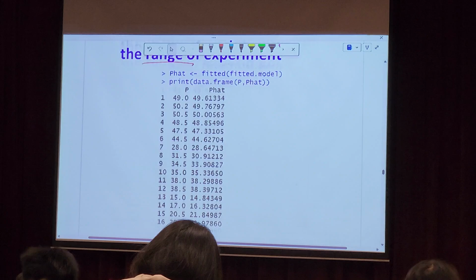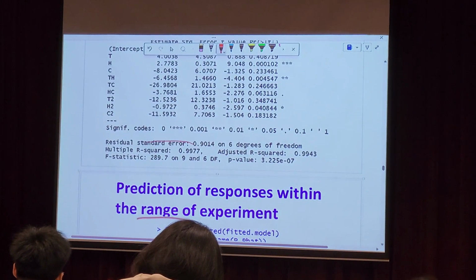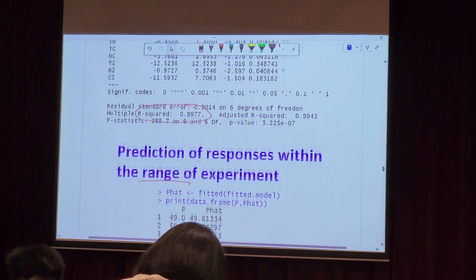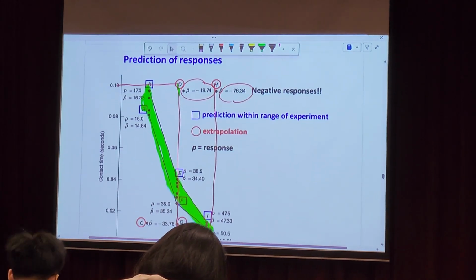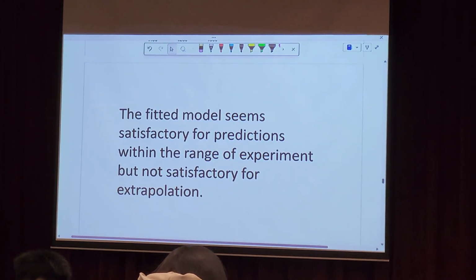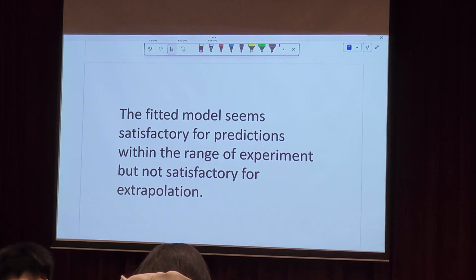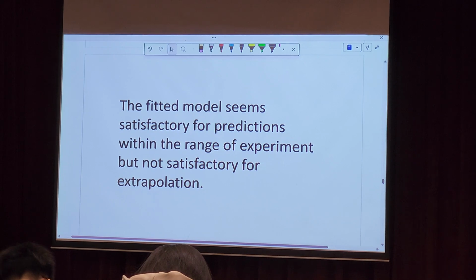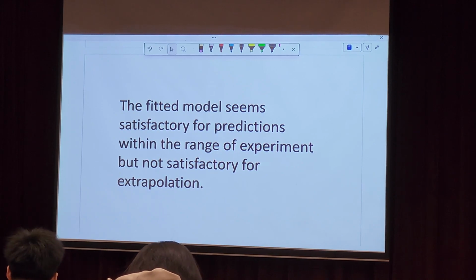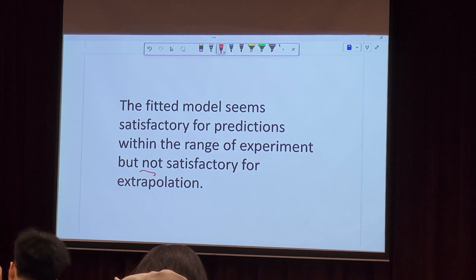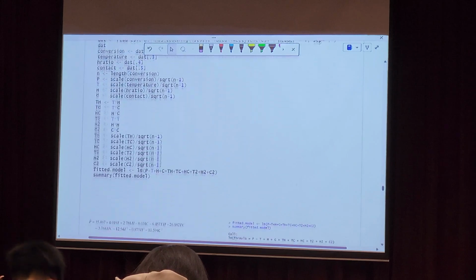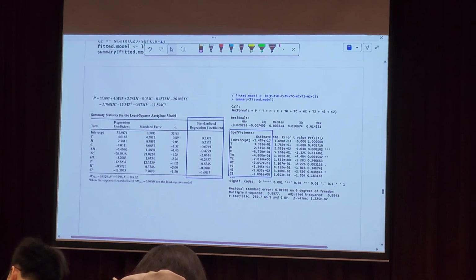That's why I say, even if the model gives me an R square of 0.9977, I'm not happy with it, okay? So if I give you a quiz question, if you have R square of 0.999, are you going to be happy or not? The answer should be not necessarily, okay? It depends. So the conclusion for this particular data is the fitted model seems satisfactory for prediction within the range of experiment, but definitely not satisfactory for extrapolation. All right.